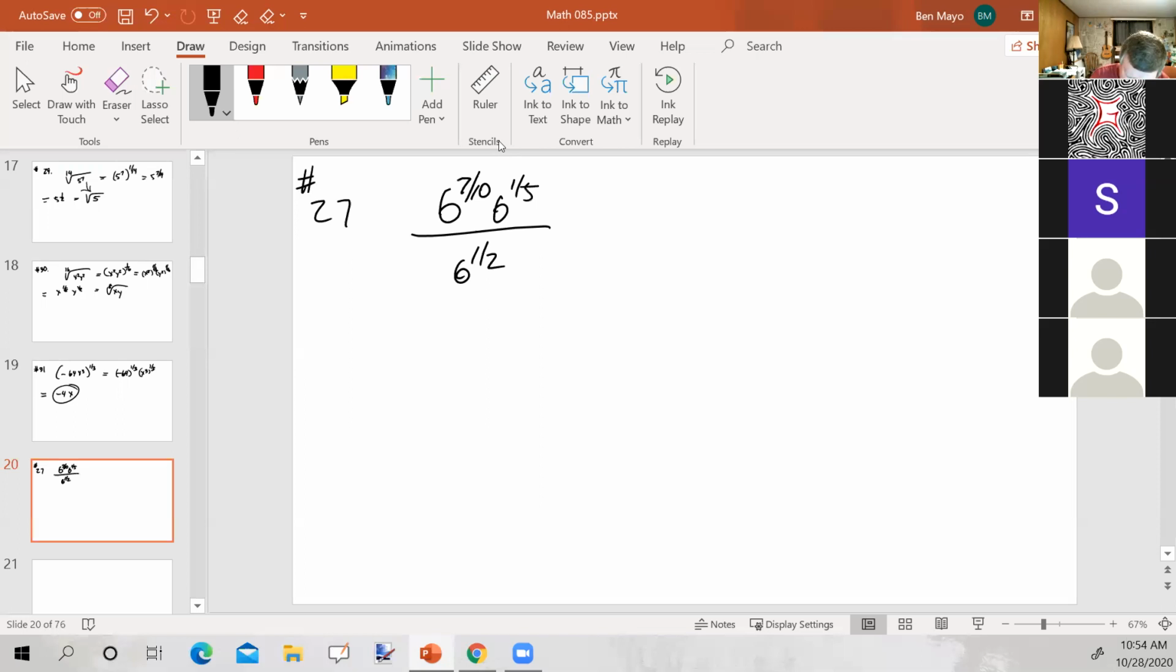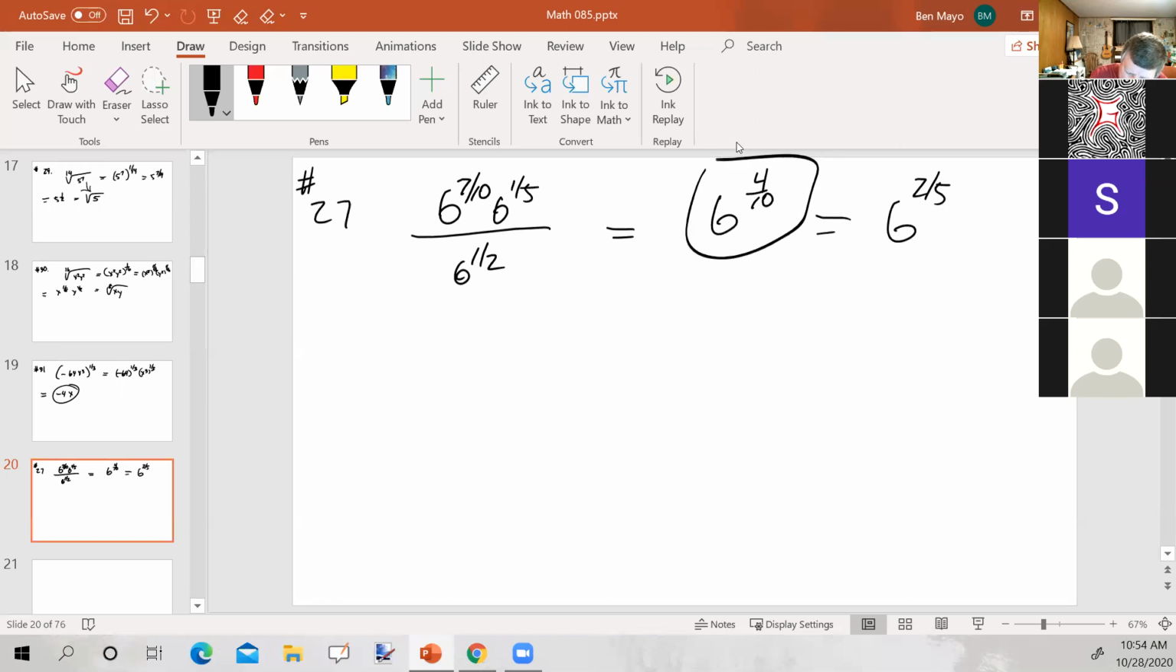This particular student had this answer, okay? I'm not going to go through the details, but the only thing that's not really finished with that is that you can reduce the 4/10. So this is the answer they had. This is the correct answer. Okay. Let's see here.